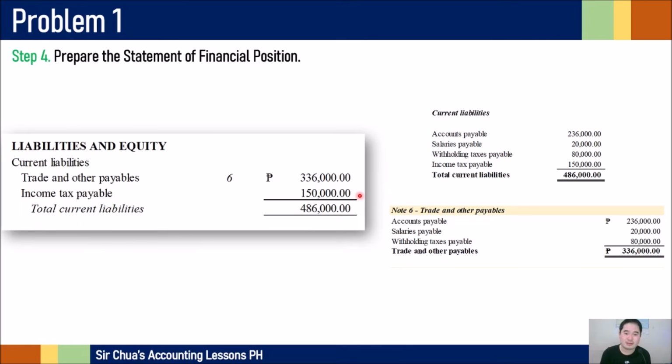And, again, I need to reiterate, pwede nyo rin naman pong ipasok ang income tax payable sa loob ng trade and other payables because kaya ka nga po merong income tax payable because of your operations and that is a trading transaction, no? Parang ganon, no? So, pwede mo siya ipasok doon. But nonetheless, due to the concept of understandability, pwede mo siya ilabas para mas maging understandable. Okay? So, your total current liabilities is 486,000.